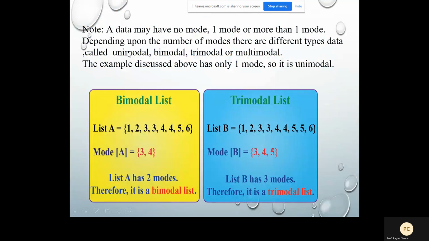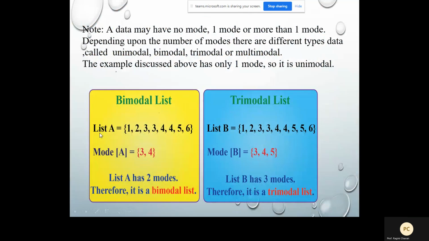An important note regarding the mode is that data may have no mode value, a single mode value, or more than one mode value. Depending upon the number of modes, there are different types of data called unimodal, bimodal, trimodal, or multimodal. The example discussed here shows bimodal and trimodal data.